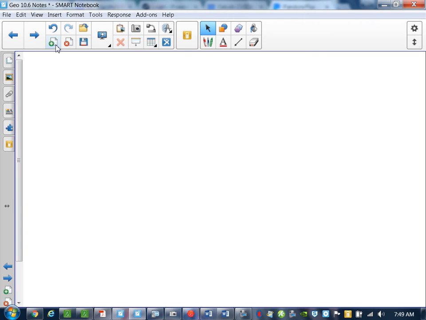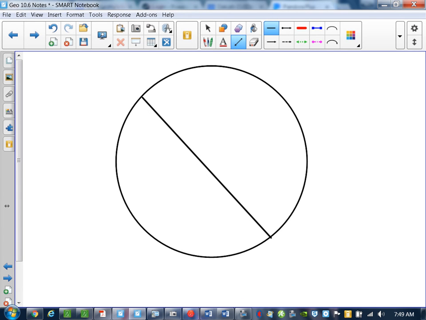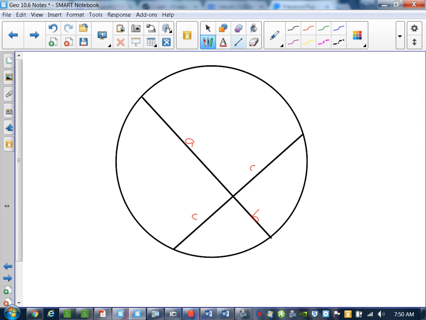So one of the first ones we have is when you have two chords intersecting in a circle. If two chords intersect in a circle, how many segments are there? Four of them, right? So you wind up with four segments. And what I want to do here is label it in a very, very easy way: little a, little b, little c, and little d.